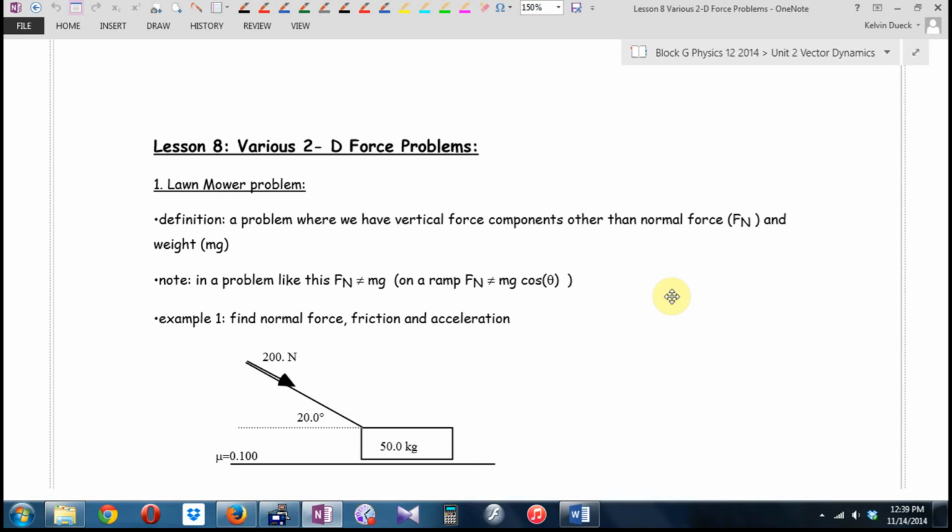What is the lawnmower problem? I'm assuming all of you have seen, and some of you have pushed, a lawnmower. It's where you're applying a downwards or an upwards force at an angle to the ground. So if you're pushing a lawnmower, you push down the handle at an angle. Or imagine that instead of a handle, it was a rope and you were trying to drag it. You'd fling it over your shoulder so the rope was up at an angle even though you're dragging it horizontally.